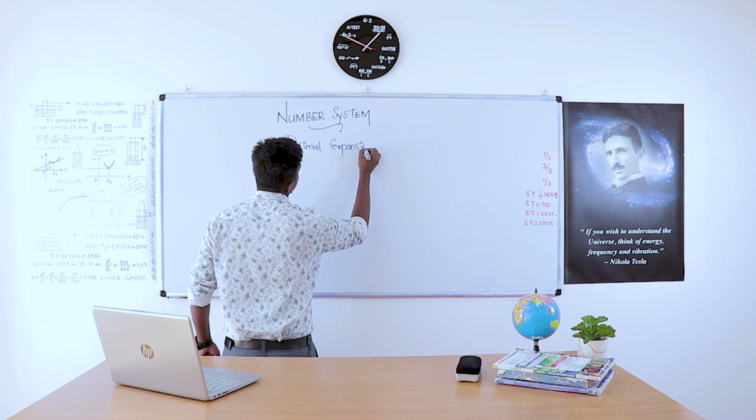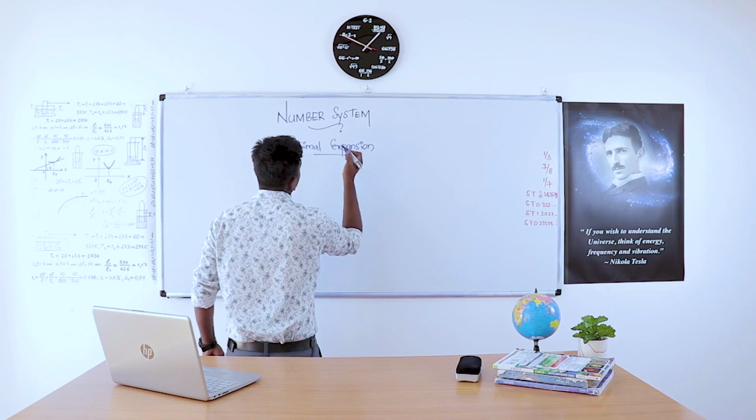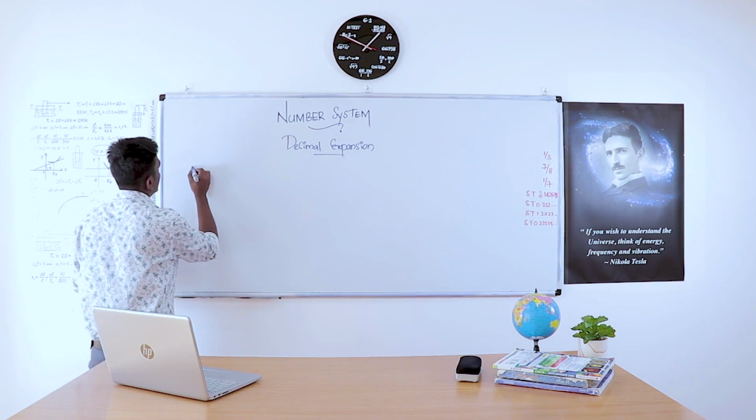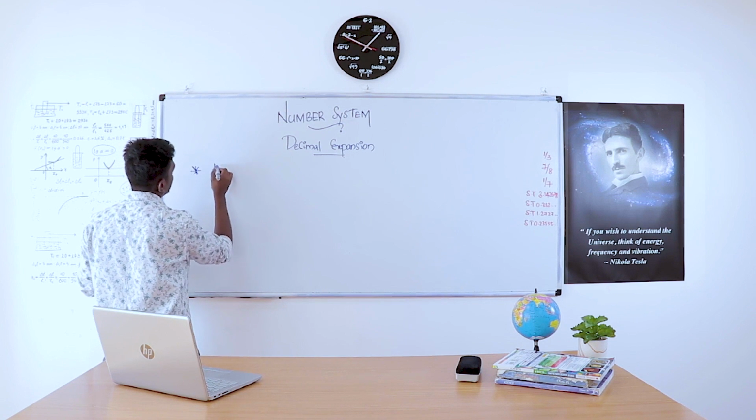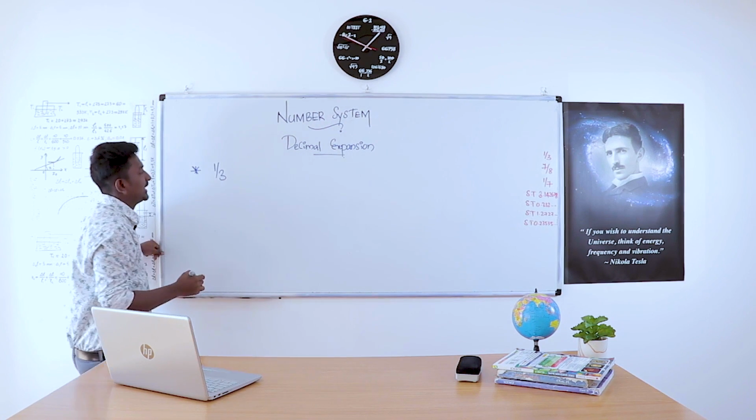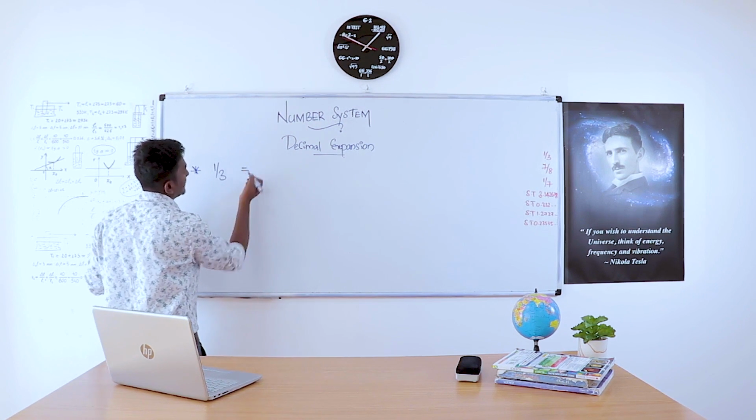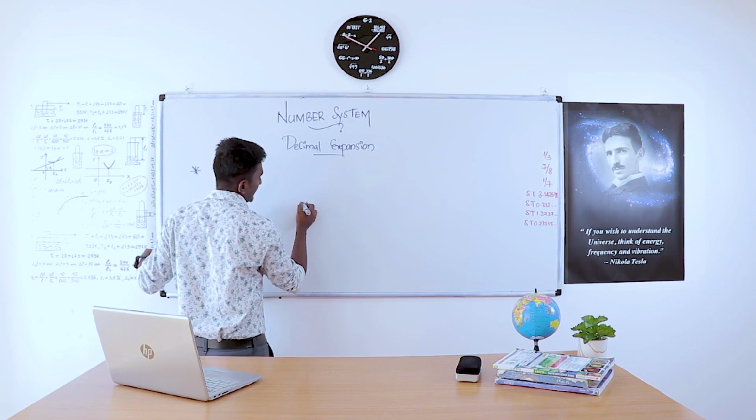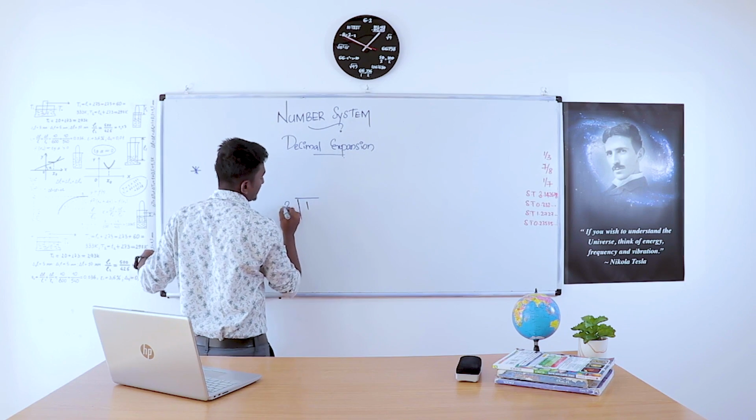Decimal expansion. How will you expand a decimal? Just look at one case, 1 by 3. How will you find the decimal expansion of 1 by 3? Just divide 1 by 3.